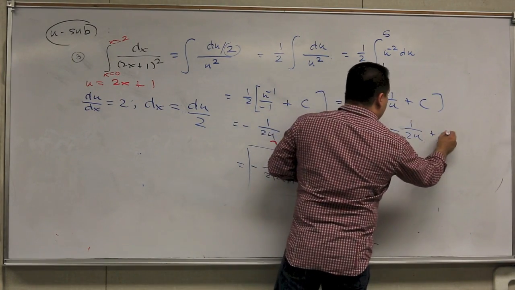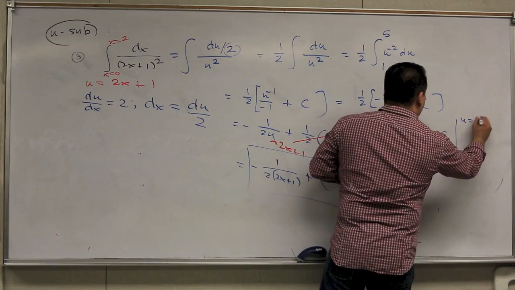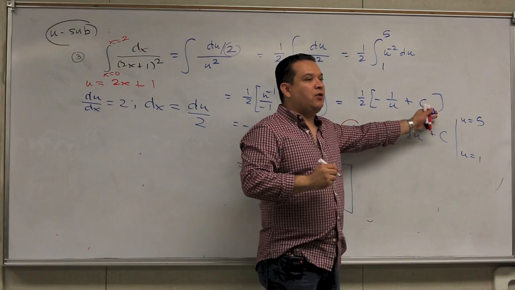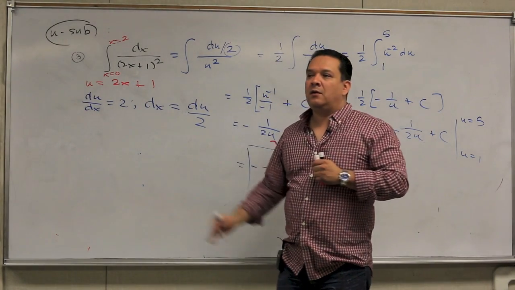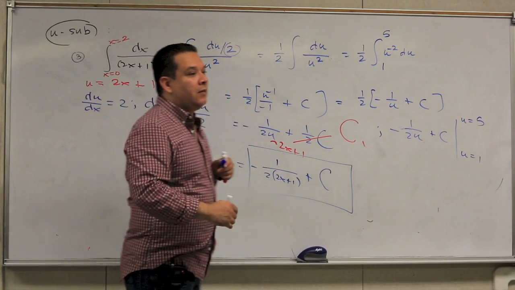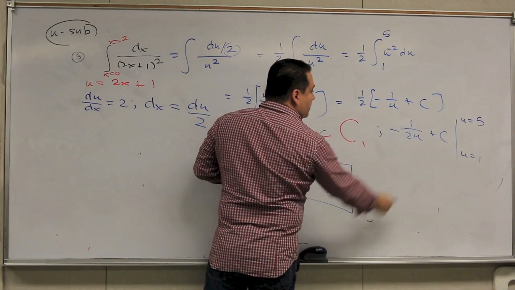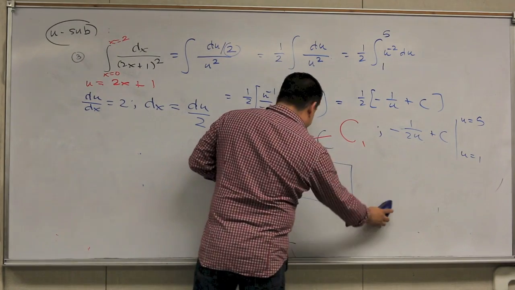Plus a constant c, where u is 1 and u is 5. Would you rather apply the limits with u or the limits with x? I think u looks like it's easier for me. Okay? So let's apply the limits. It looks easier to do because it's just plugging in a single value, right?